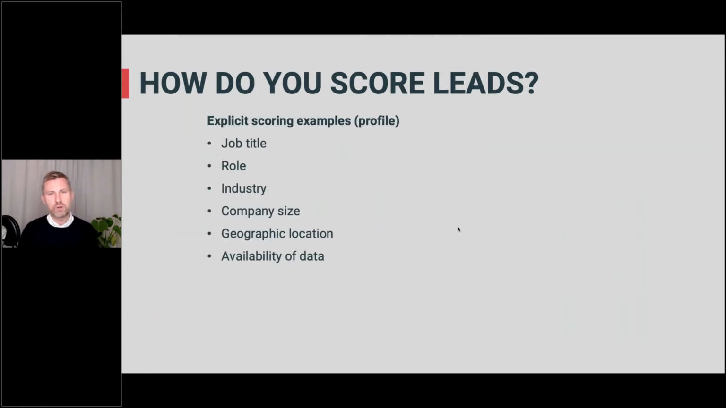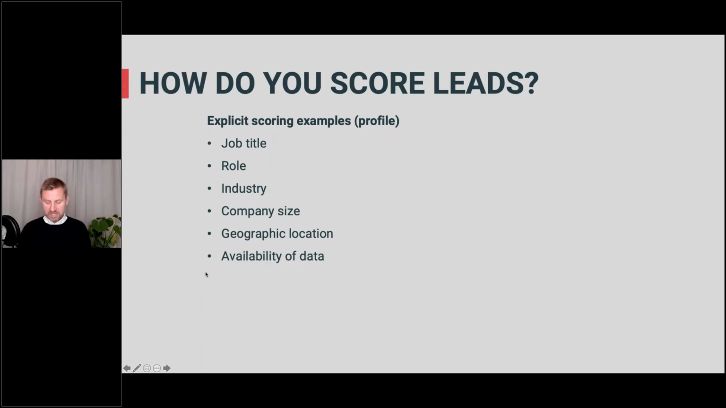So explicit scoring, for instance, the profile of the people. That could be their job title, their role, their power and authority in the company, which industry they work in, the company size, and so on. Basically, things that help you identify: is this a good match? Do I have a lot of customers that look like this person and this company? Because then there's a good chance that we could be selling to them.